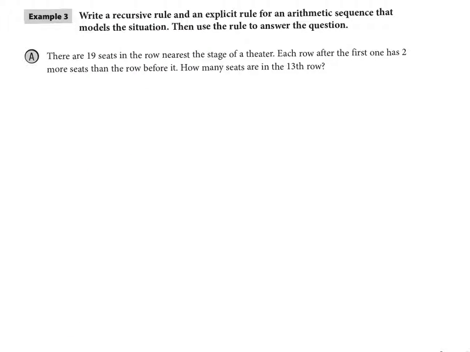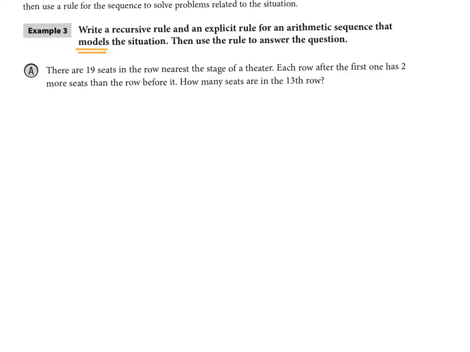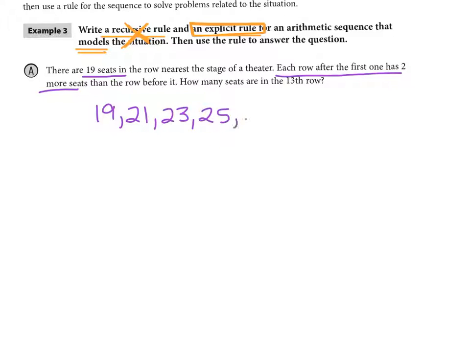Okay, the last thing we're going to do is model a situation by writing a rule, and I'm actually going to change the directions. They here tell you to write a recursive and an explicit rule. For word problems, recursive is never helpful. If you have to find anything or solve anything, you always need to use the explicit rule. So this says there are 19 seats in the nearest row, and then each row after the first one has 2 more seats. So the first thing we want to do is just write our sequence. The first one has 19, and each row after has 2 more. So the next one's going to have 21, 23, 25, and so on and so forth.